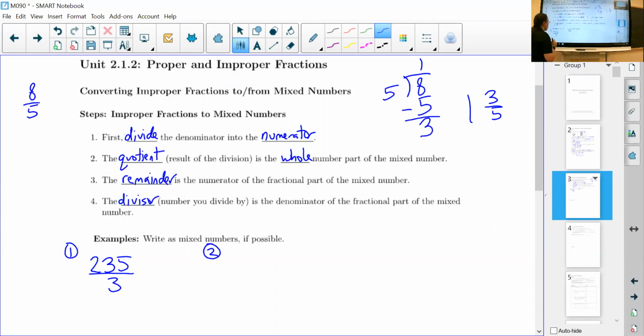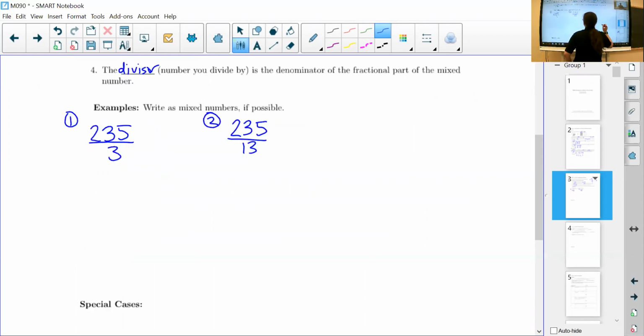If you struggled, no worries. We're going to go over a few harder examples, and then you can go back and do that first example. So 235/13. Let's look at that one. Almost the same problem, but now we have a double-digit divisor. It's a little trickier to work with, but we can do it. Let's take 235.